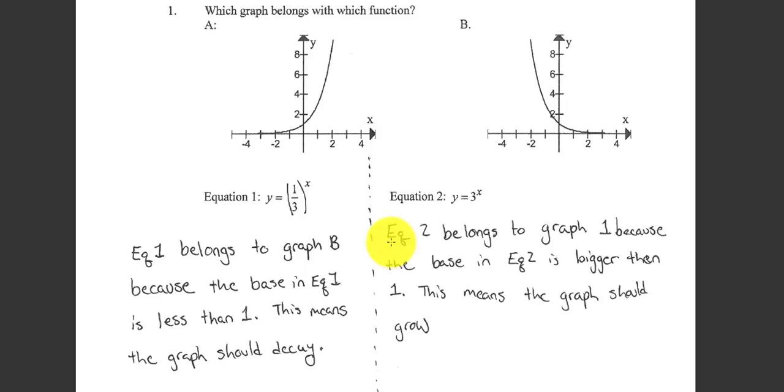So we go back to our lab, and this 1/3 is clearly between 0 and 1, so I know this represents decay. So it's got to be matched with the graph that's falling left to right. Here my b is 3. So 3 is greater than 1, so we know that this represents growth, and that would be the graph that's rising from left to right. Okay.